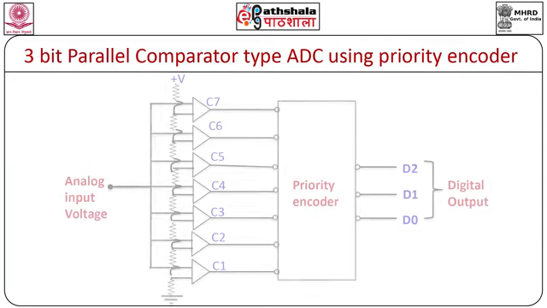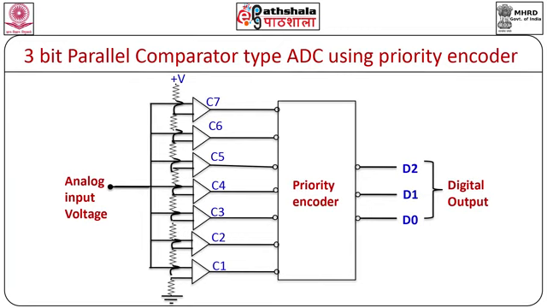Figure shows the circuit diagram of a 3-bit parallel comparator type ADC, which basically uses a priority encoder. This means that rather than using discrete logic gates as a coding network, here we can use a priority encoder. As we know, for a priority encoder, the circuit generates the output corresponding to the highest numbered input, and hence depending upon the analog input voltage, the comparator outputs will be set, and these comparator outputs will activate the inputs of the priority encoder, which will generate the digital output.